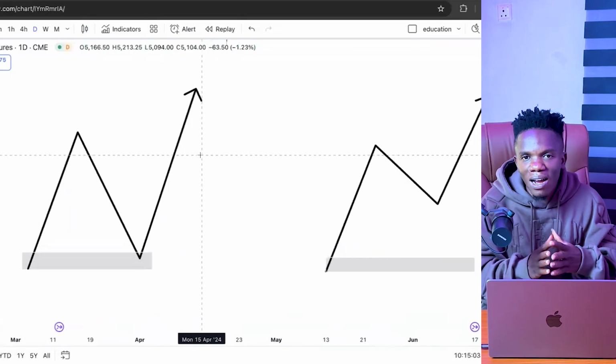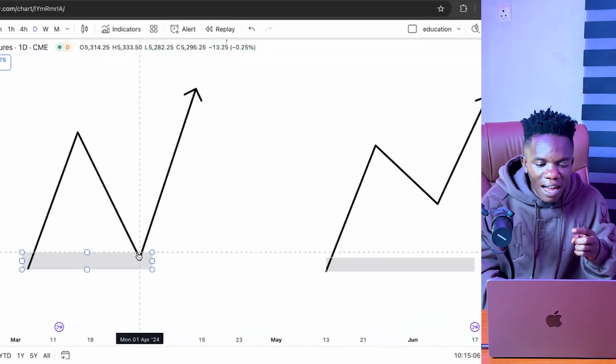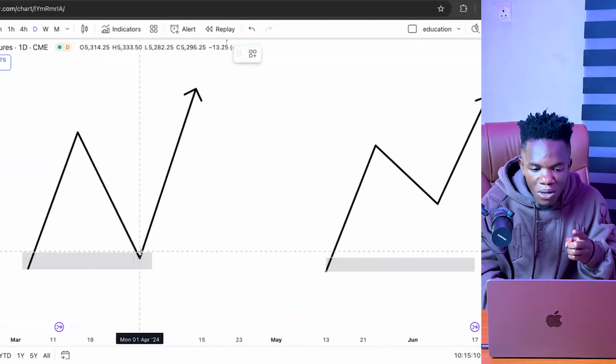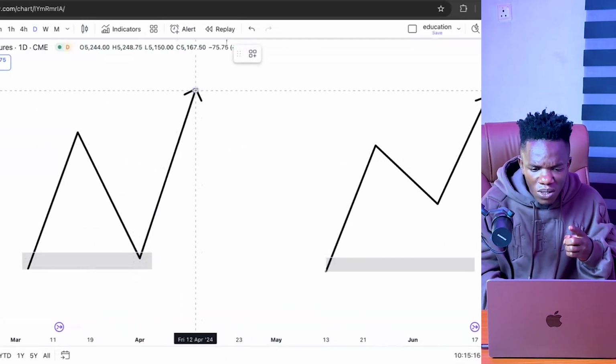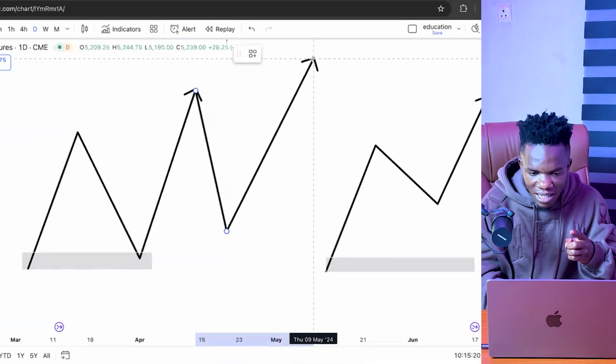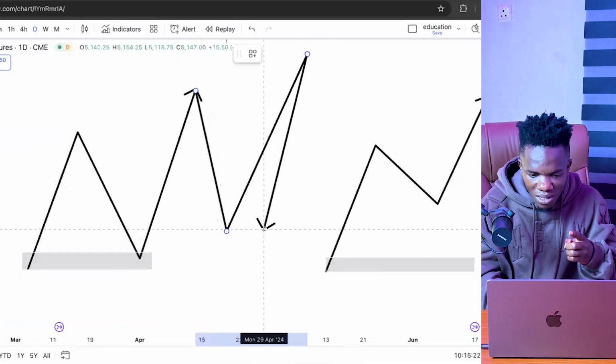The reason why I don't value this pattern is because after this expansion, this will be the order block, the origin. So you can't tell me that price will still come back to this place again for another entry opportunity, and then expand, and come back to this order block. They don't do all that.